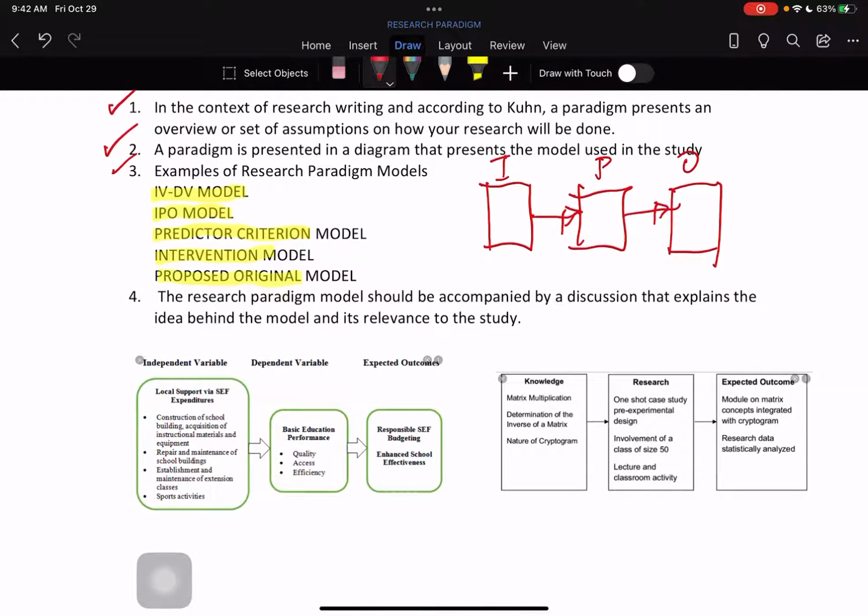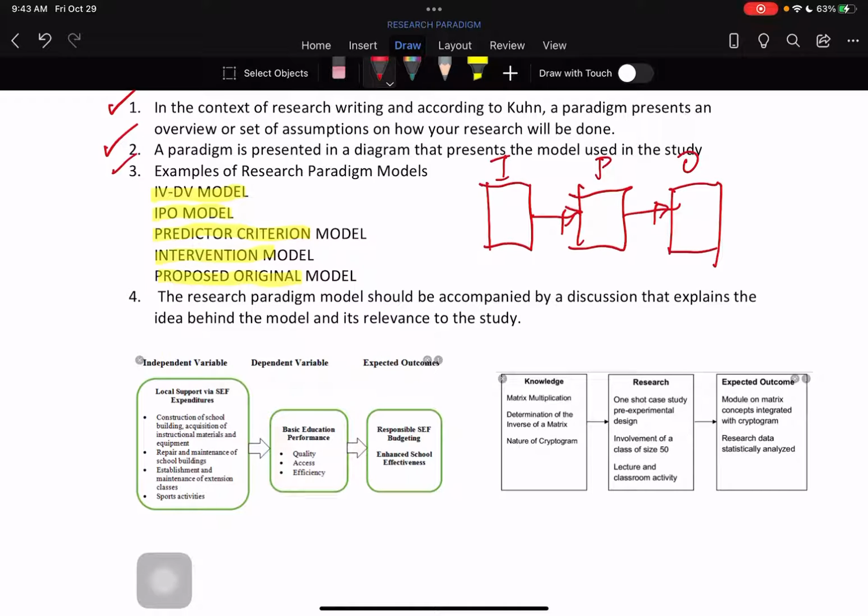Okay, the next one is predictor criterion model. Predictor criterion model assesses the influence of a variable to another variable. Ulitin natin, ang predictor criterion model assesses, in-evaluate niya ano yung naging impluensya nitong variable na isa doon sa isang variable or other variables. Okay? So, usually this is used for causal comparative research design, causal comparative. So, that's the predictor criterion model.